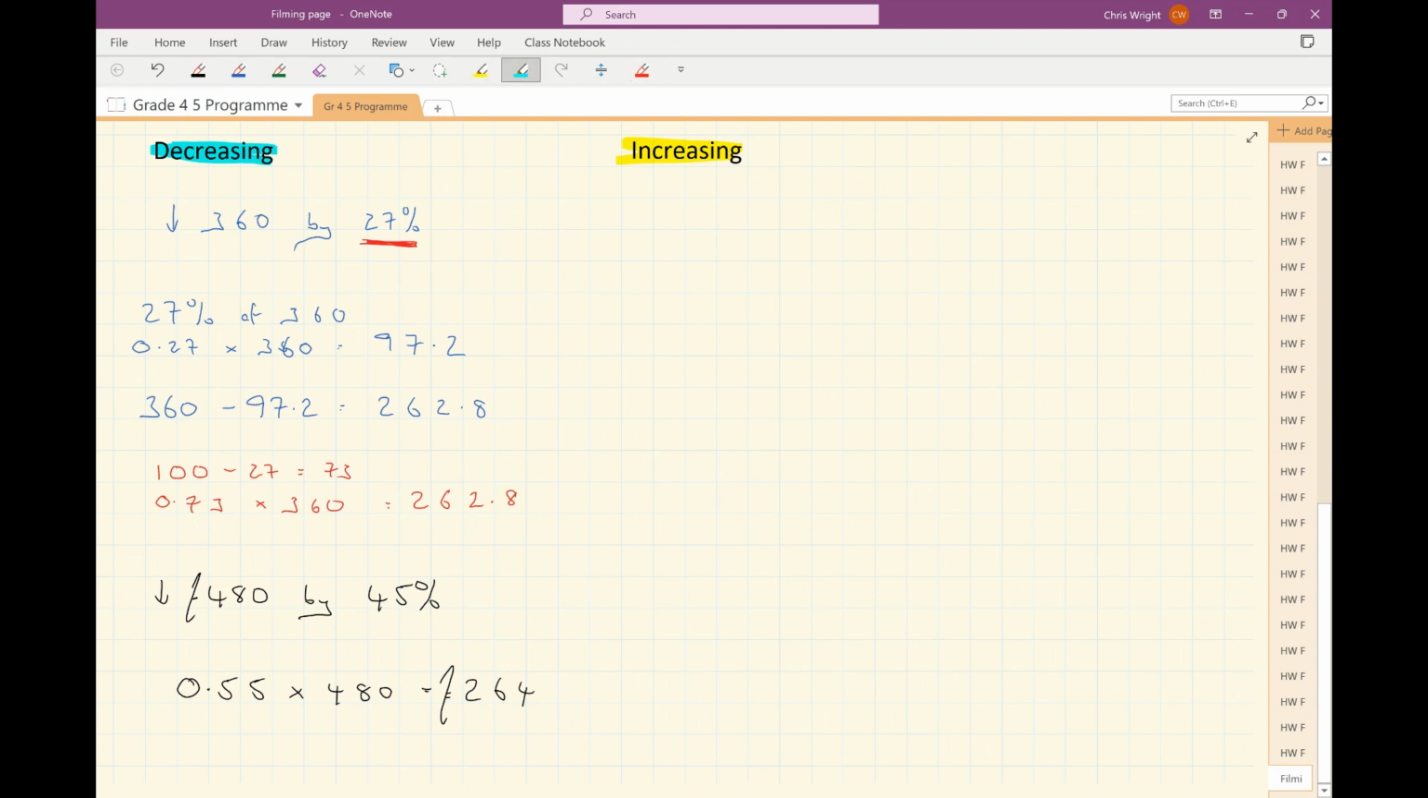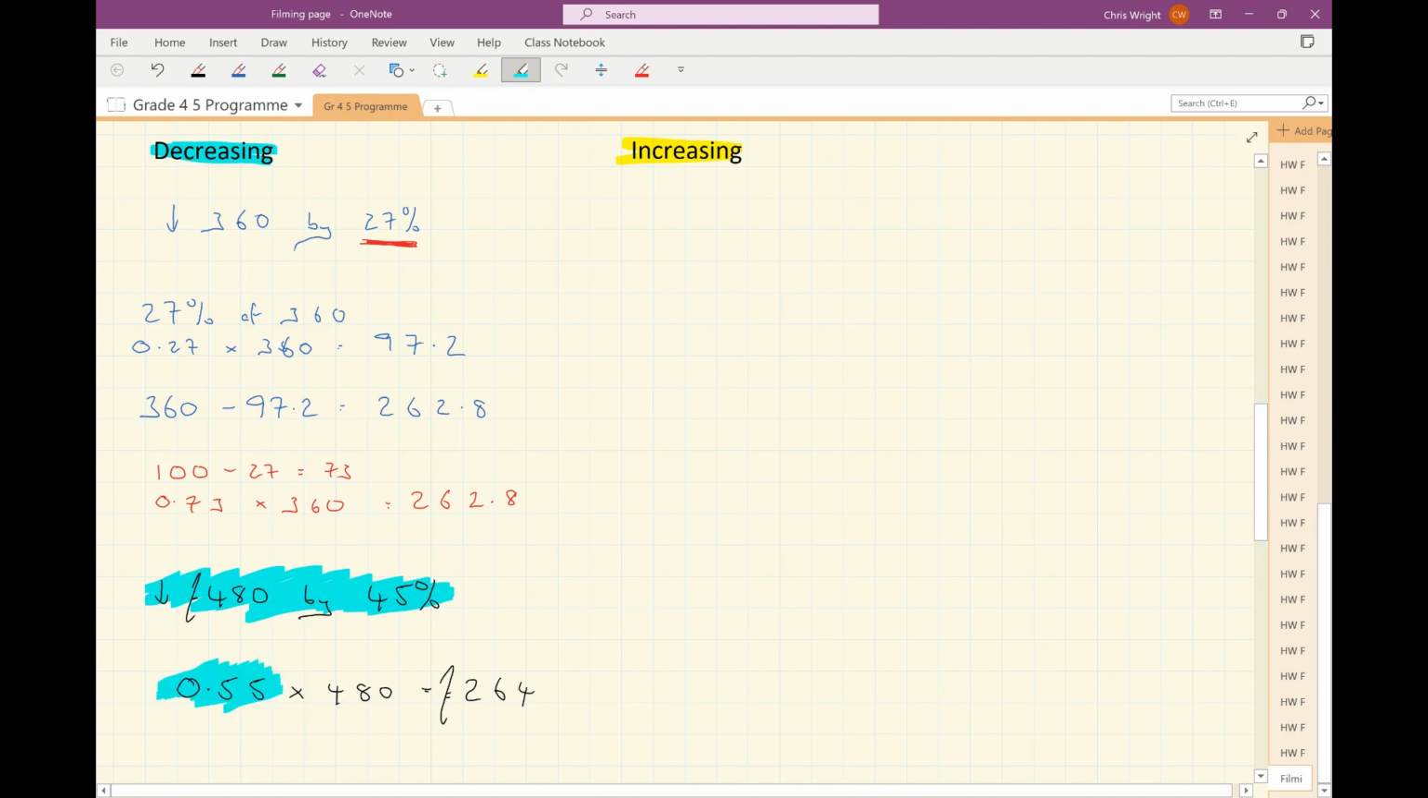Right, now, before we have a look at increasing, let's just appreciate what we've done here for the one-step method. We have multiplied by 0. What's left. In this case here, we were reducing an amount by 45%, so 55% was left. So we multiplied by 0.55, 0. What's left. And in the first example, we were reducing something by 27%, so we multiplied by 0.73, 0. What's left.